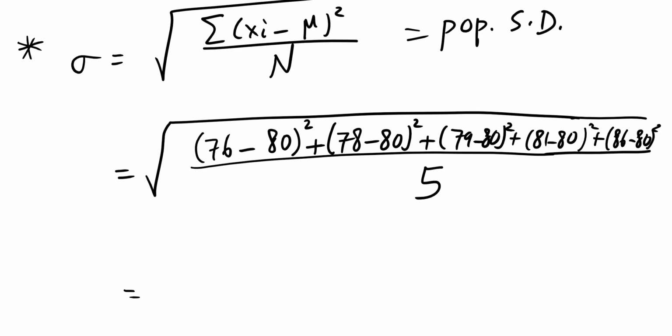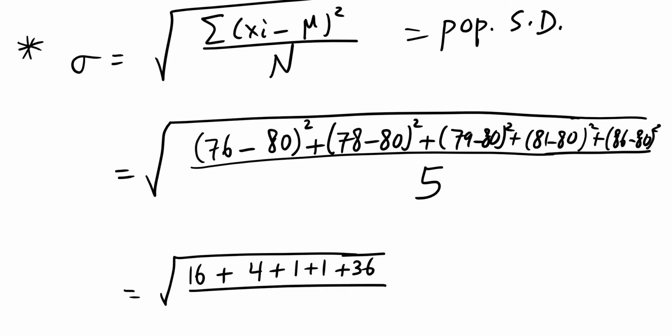And now if we do the calculation, 76 minus 80 is negative 4, you square it, you get 16. You can do that on the calculator. 2 squared is 4, 1 squared is 1, 1 squared is 1, and the last one is 6 squared, 36, over 5.